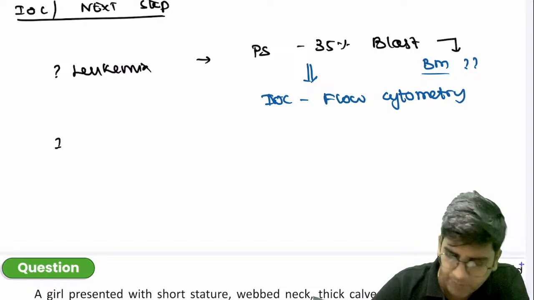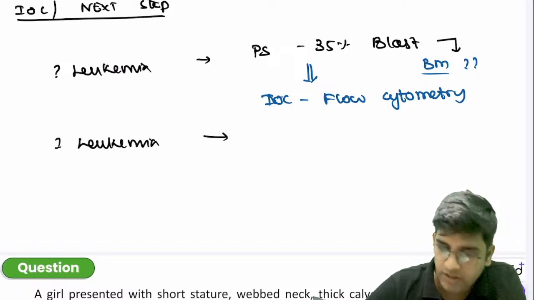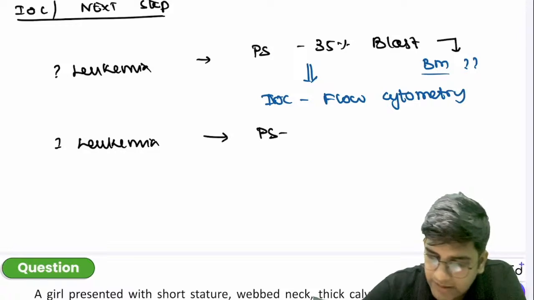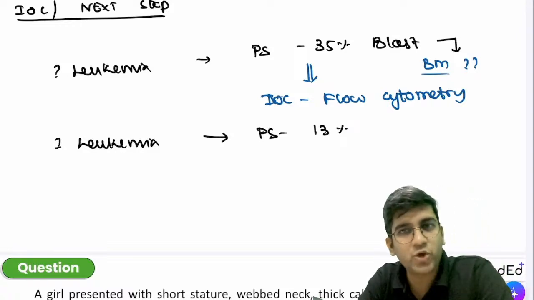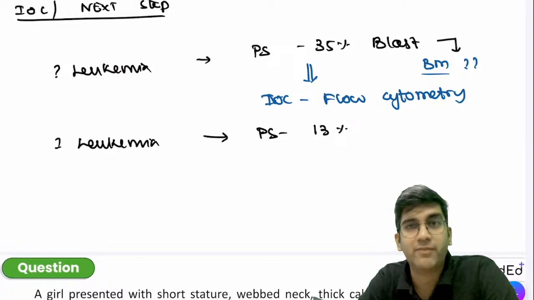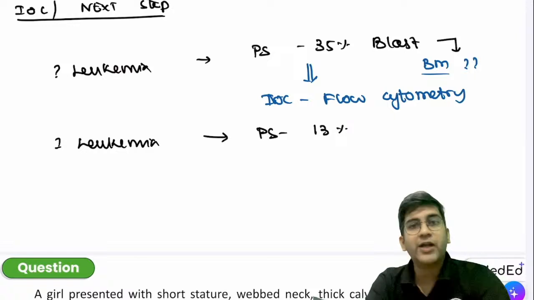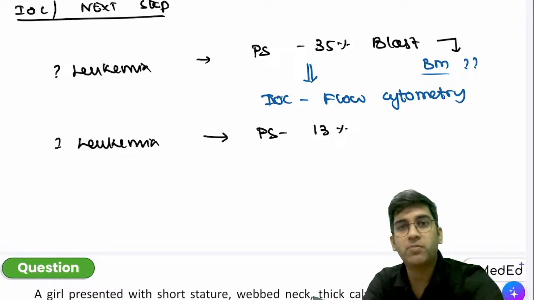Next options. I presume it's leukemia. Peripheral smear shows 13% blast. Can I call this an acute leukemia? Yes or no? What's your take? Can we call this an acute leukemia? No, I can't, because it's only 13. But my acute leukemia criterion said that it's either peripheral smear or bone marrow. Now what's the next step?